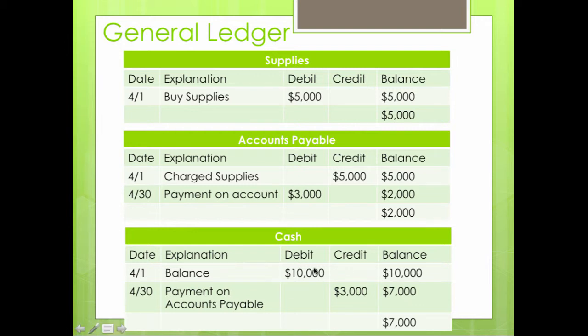Along with this information, you have to have a balance column, which states the balance of each account after each transaction. Okay, so in here, on April 1st, you charged supplies on your credit card. So you credited $5,000. Your balance was $5,000 on April 1st. But on April 30th, you decided to make a payment to the account for $3,000. So you debited $3,000. So now your new balance on that account is $2,000. And this is what the $2,000 represents.